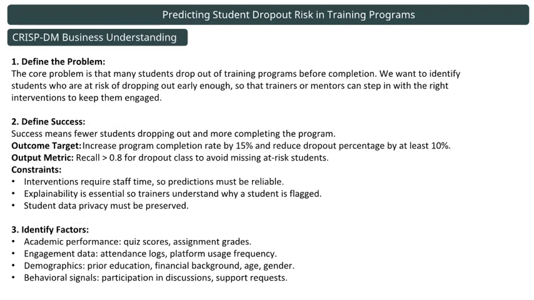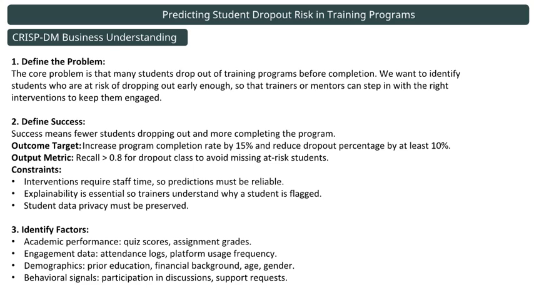Here we will discuss our ISPDM business understanding. The problem is clear: students drop out midway, and we need to identify them early so mentors can intervene. Success means fewer students dropping out and more completing the program. The outcome target is to improve completion rate by 15% and reduce dropouts by at least 10%. For output metrics, recall above 0.8 is critical because we don't want to miss at-risk students.